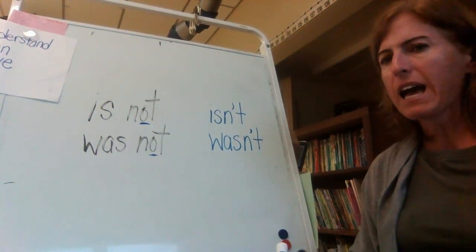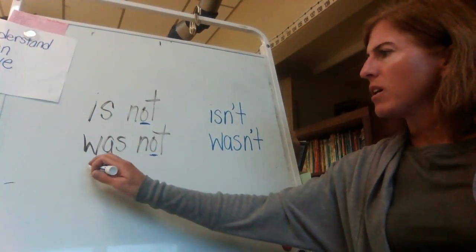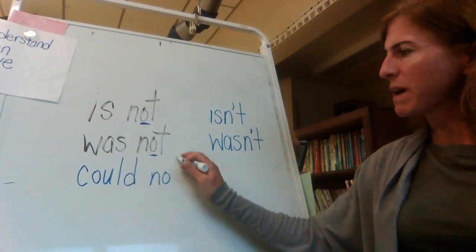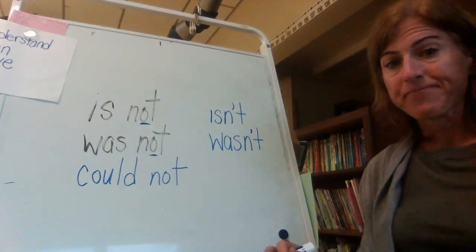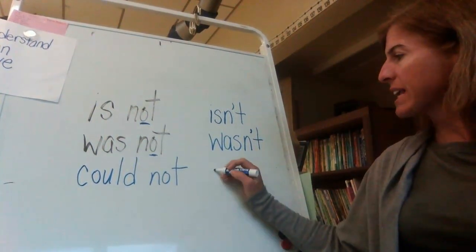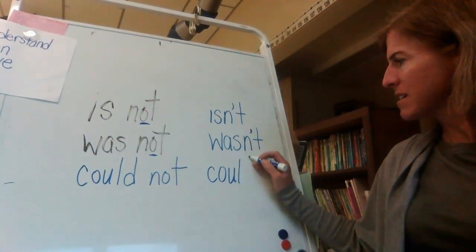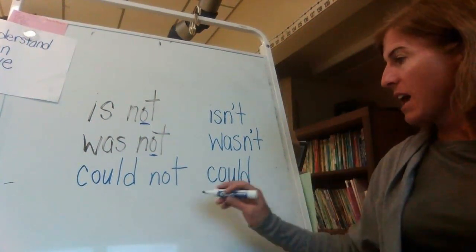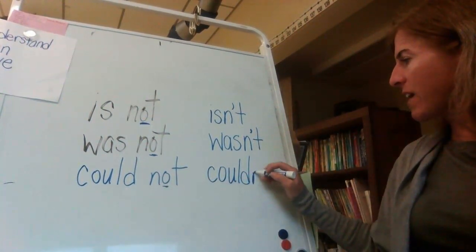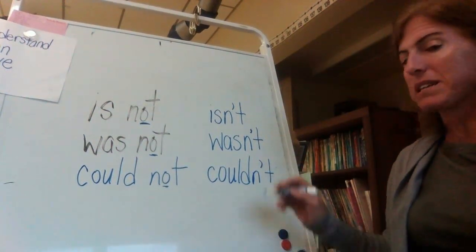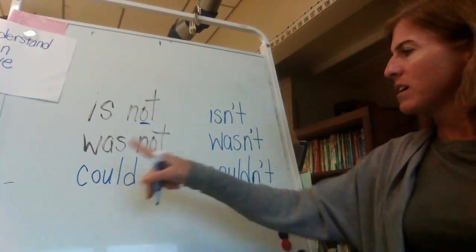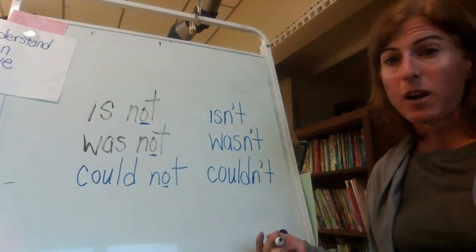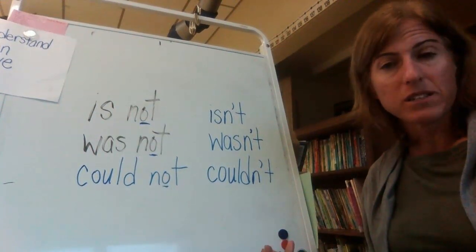What if I had could not? Do I change the spelling of that first word? No, it stays the same. I keep that first word complete. It's that word not that we're squeezing with the other word and getting rid of the O. So I have N apostrophe T because it's taking that place of the O. Instead of could not, I have couldn't. Just like if I had would not, I would have wouldn't.